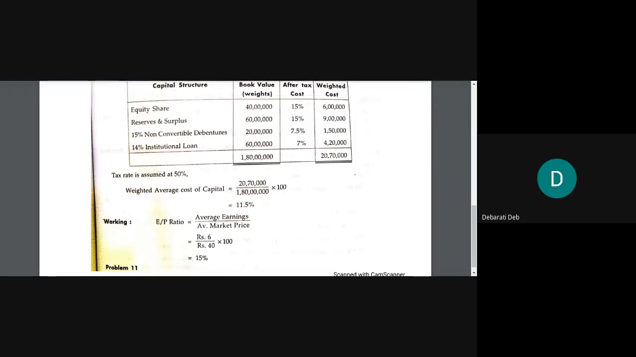This much for today. So don't ask me any question, you do it on your own, because if you don't try you will not learn. So you do it on your own, the calculation of the cost of debt part, and then you calculate the weighted average cost of capital.